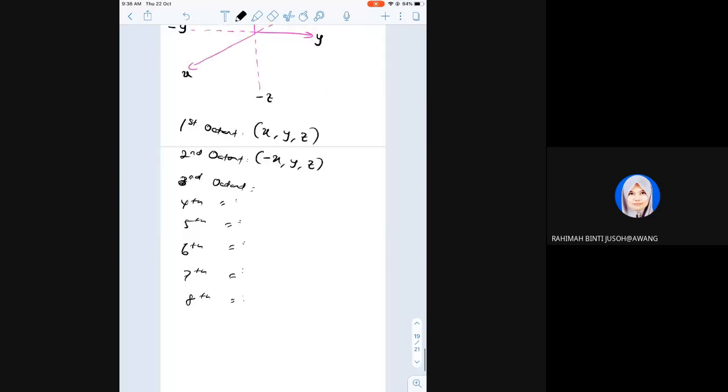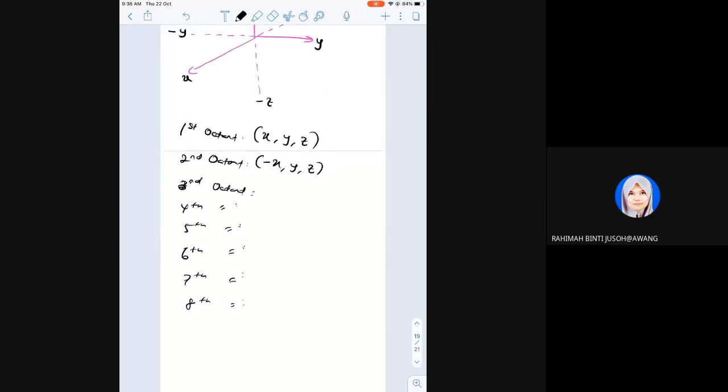Okay, now third octane. Third octane berada sebelah mana? At the front or at the back? At the back. Yes, so negative X. And then the third octane is on the right or left? Third octane, octane ketiga. Left. Okay, left should be negative Y. And then bila sebelah atas, it should be positive Z. Okay, understand? Yeah.